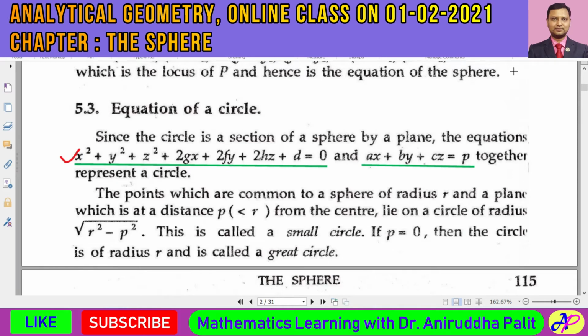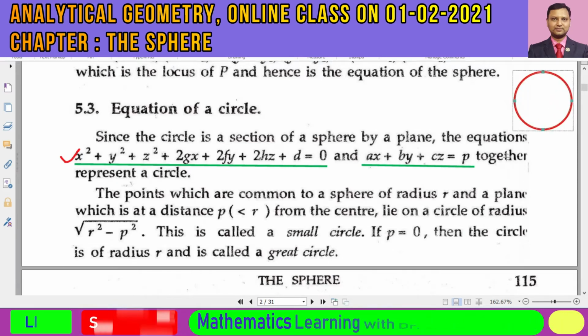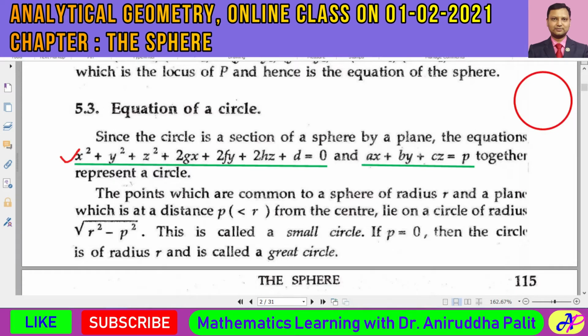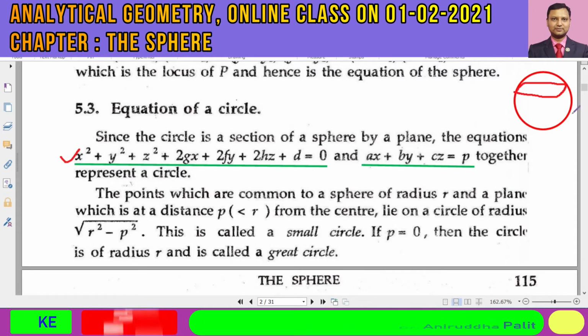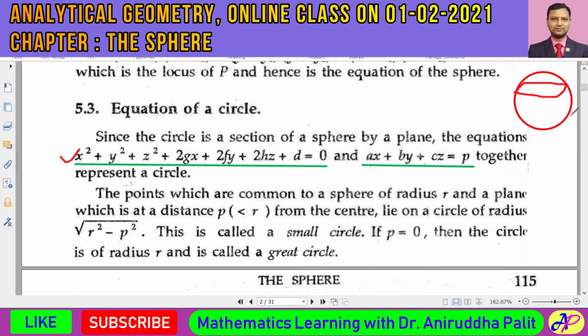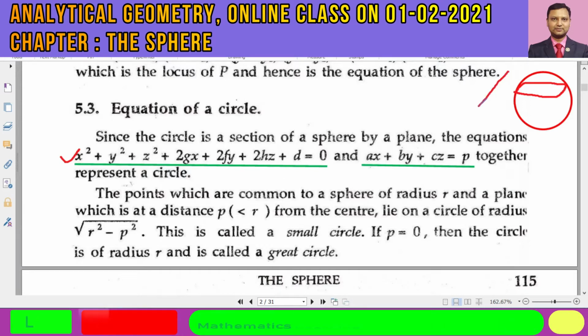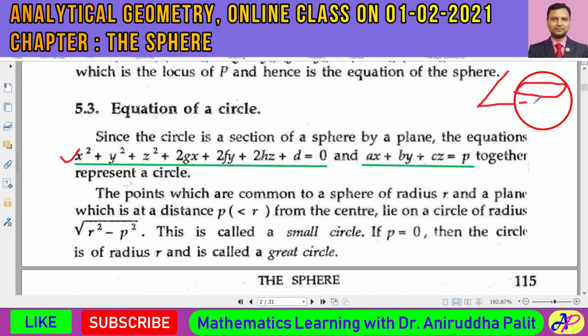Say this is the sphere, and suppose let us draw one section. This would be a circle on the sphere. So what kind of circle? That is actually the section of this plane, and we are interested to find the equation of this section. That would actually be a circle.